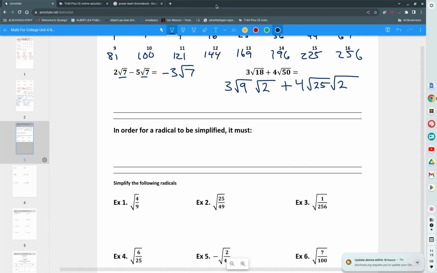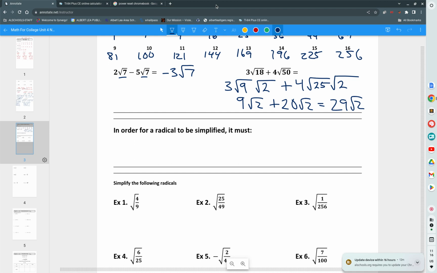So there we have it. The square root of 9 times 2. Square root of 9 is 3, times 3 is 9. So the first one becomes 9 roots of 2. And we add that to the square root of 25, which is 5, times 4 is 20 roots of 2. Can I now add them together? Yes. They have the same radicand of square root of 2, so I have 29 roots of 2. Okay? So if you're able to simplify radicals and add them together, you're in pretty good shape moving forward.